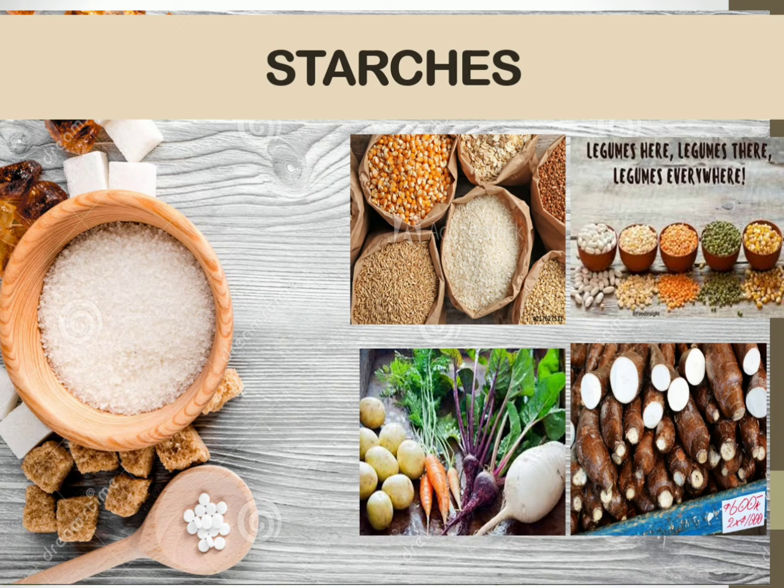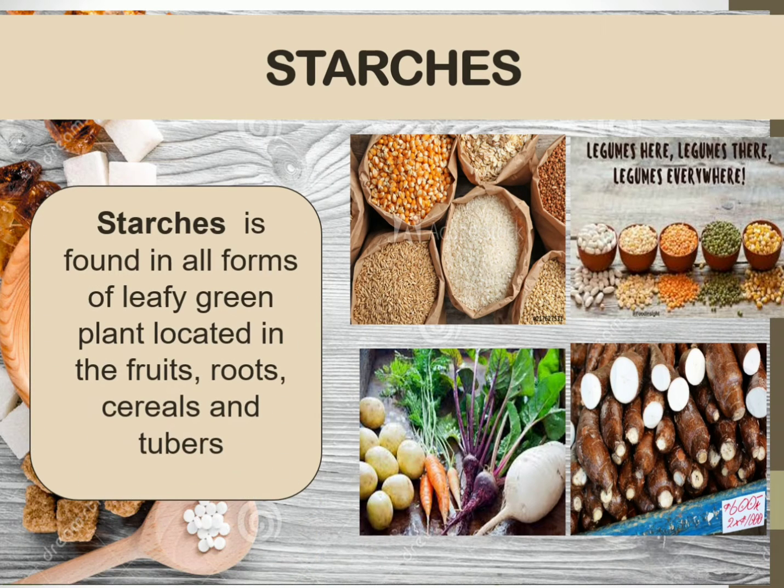The next is starches. Starch is found in all forms of leafy green plants, located in the fruits, roots, cereals, and tubers. Starch is the most common carbohydrate in the human diet, and it is contained in many staple foods. The major sources of starch intake worldwide are the cereals such as rice, wheat, and maize, and the root vegetables such as potatoes and cassava. Starchy foods are an important source of energy.